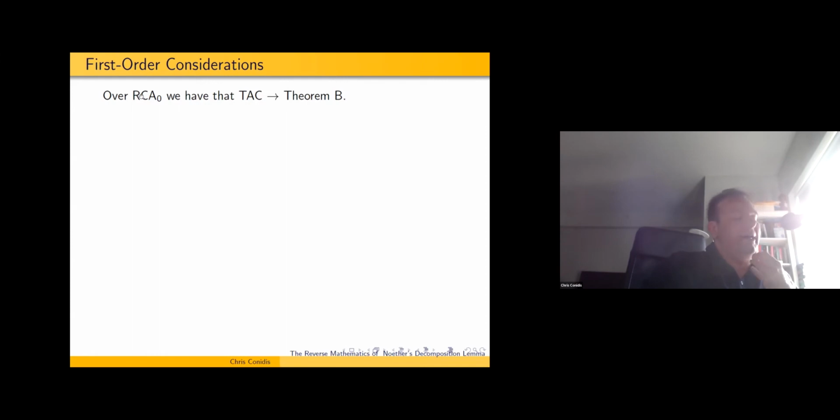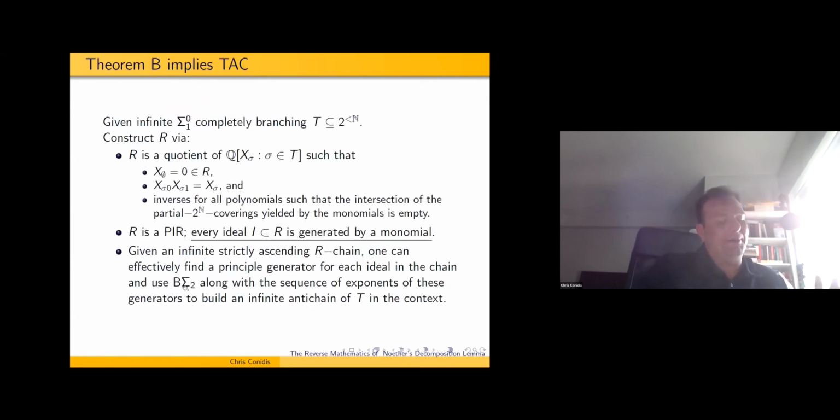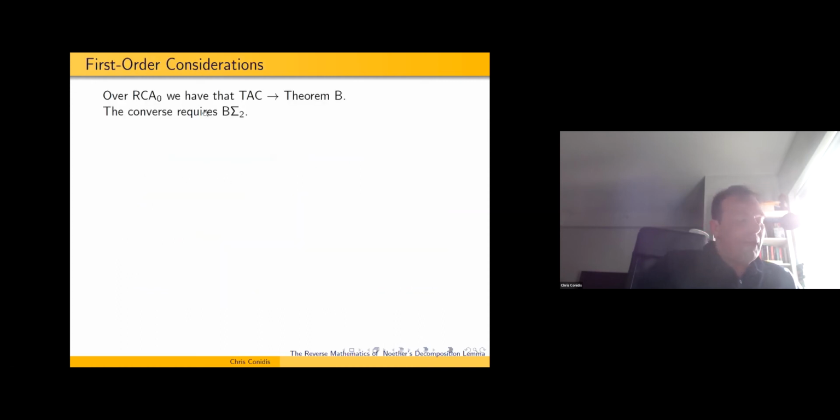Over RCA naught, so not assuming any more induction than sigma 1, we know that the tree anti-chain theorem implies theorem B. You just get it right out of the proof. You don't need any more induction to show that. However, the converse, which is on the previous slide, I mentioned B sigma 2 here. I didn't go into exactly how it's used, but you basically need to find an exponent that appears infinitely often. You need the infinite pigeonhole principle. You need an exponent that appears infinitely often, and then that gives you your anti-chain. So the converse requires B sigma 2.